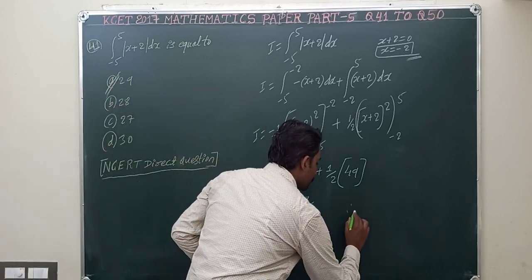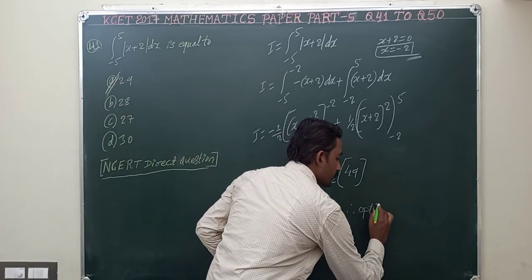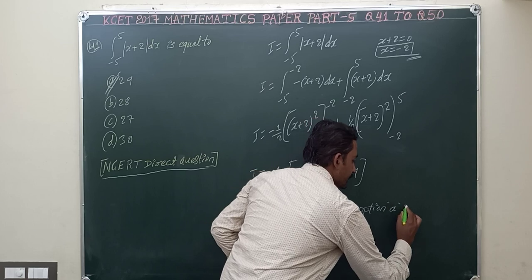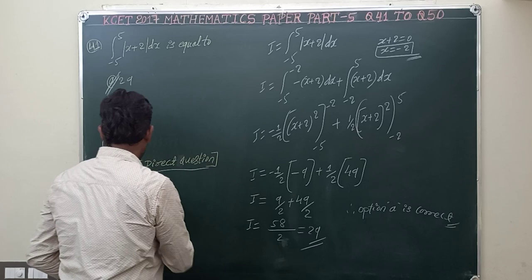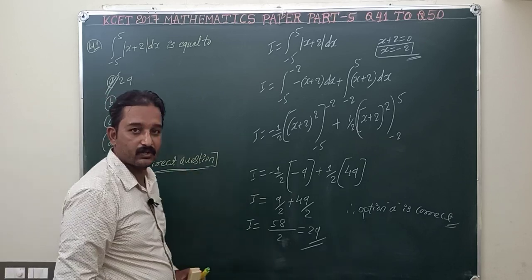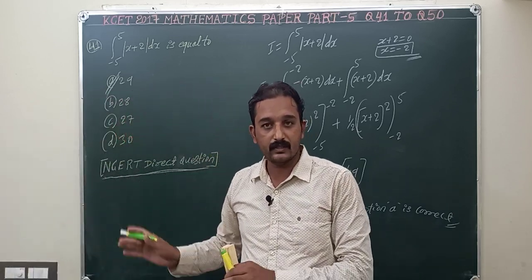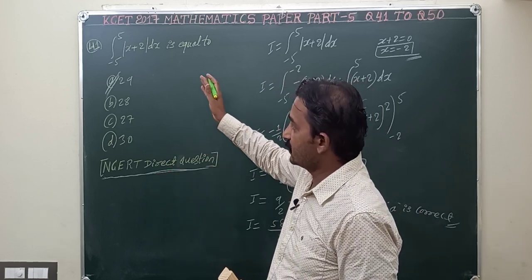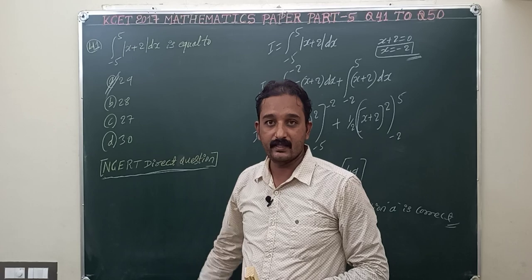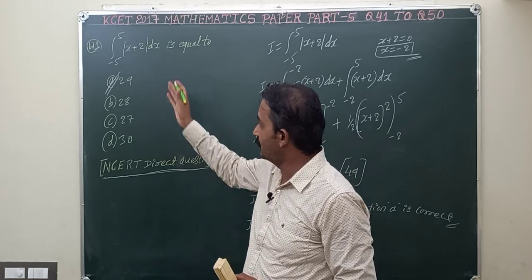Therefore option A is correct. So this is an NCERT direct question. All the students solve this question easily because they have already solved this type of question in the NCERT textbook. They have this type of question in a theory examination. It carries 3 marks. Here it carries 1 mark.